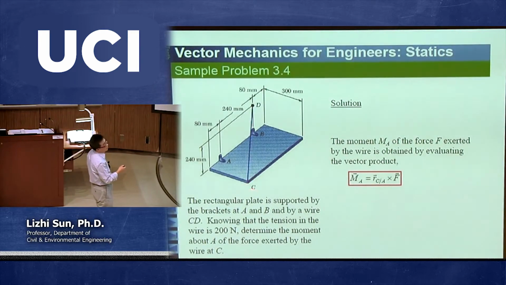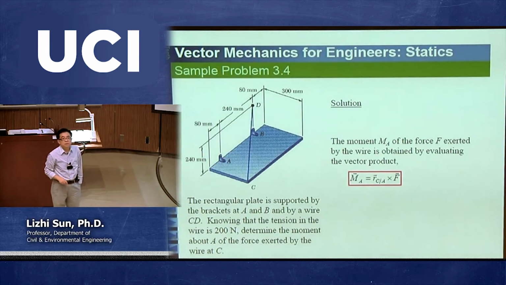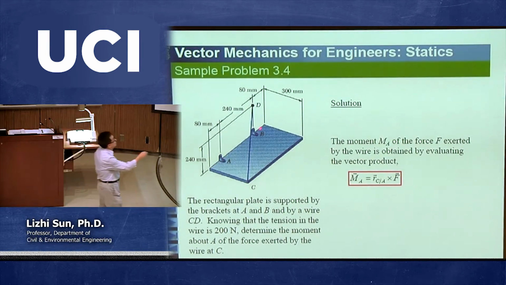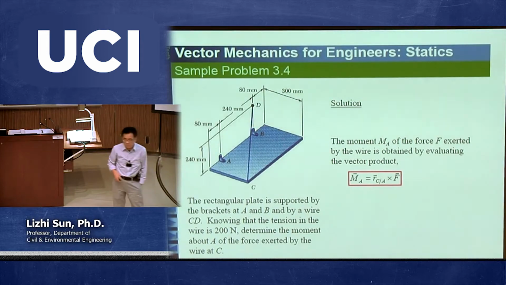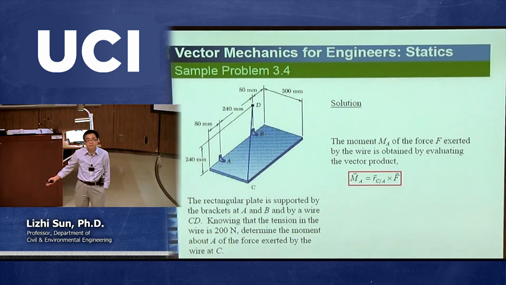Obviously, because the cable can only sustain tension, that force has to go from C to D in this direction, not going down. So this is the force. Then what is the moment of this force about point A? That is the question from this example, right? So this is a three-dimensional moment calculation problem. Obviously there's no options, so you just need to use this equation, right?